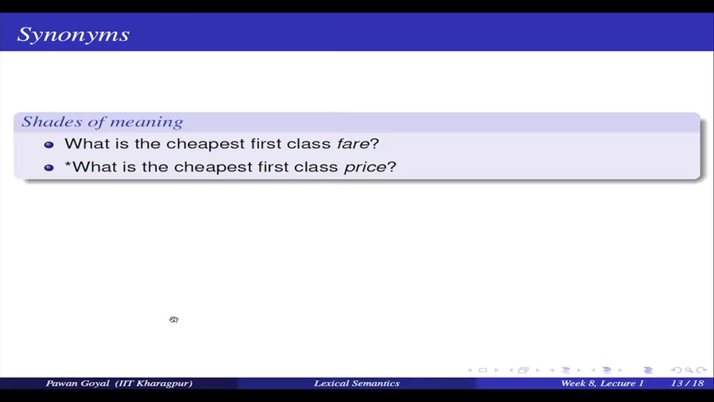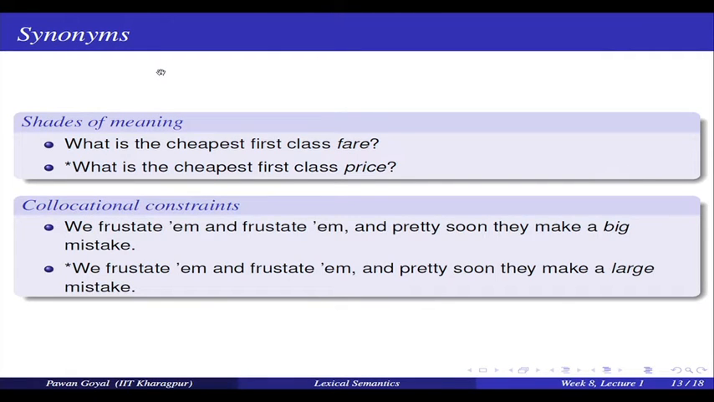Sometimes there are various shades of meaning, and some words are preferred over other words. Like when you are talking about the cheapest first class fare, you will prefer to say fare than price. Sometimes there are collocational constraints. So with some particular words, only one word goes, not the other one, even if they have very similar meanings. For example, before mistake, would you like big mistake or large mistake? Generally, big mistake is preferred.